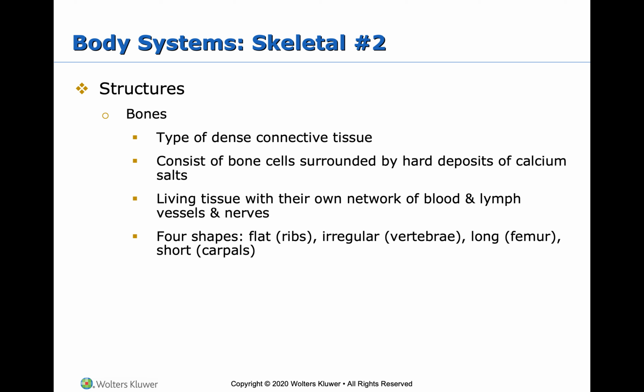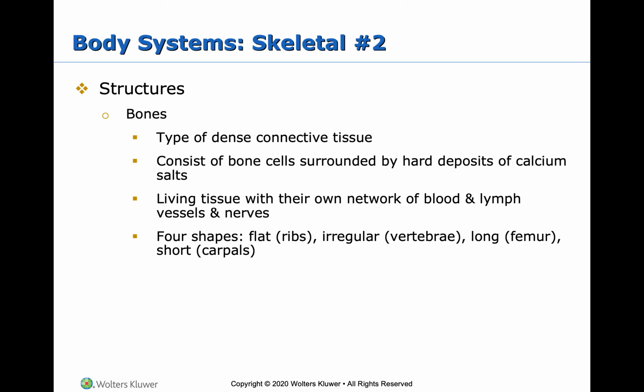We're not going to get into depth on that, but there are 4 different shapes. You've got your flat, irregular, long, and short. Flat are like your ribs or skull. Facial bones and vertebrae are irregular. Your femur and humerus, metacarpals, metatarsals are long bones. Short would be carpals and tarsals.